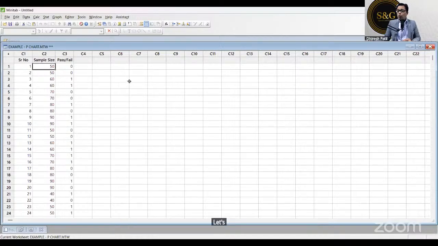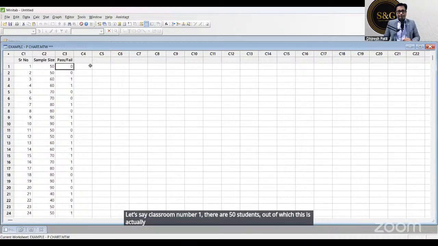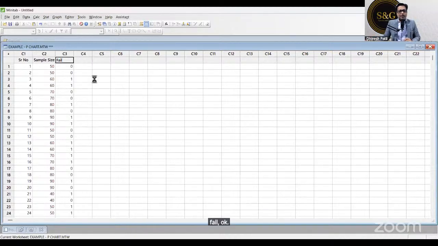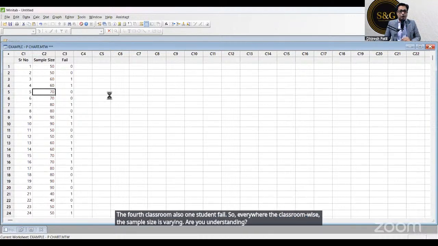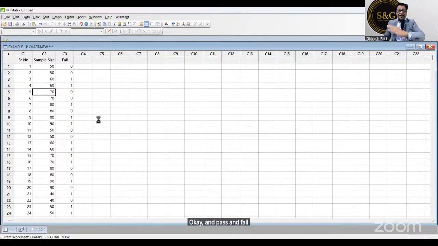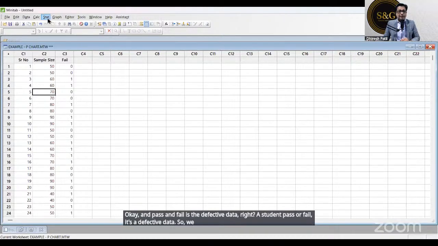Let's say classroom number 1 has 50 students, out of which this is failure data. It's fail data. So there are 0. Nobody failed in that classroom. Second classroom also nobody failed. Third classroom, one student failed. Fourth classroom also one student failed. So everywhere, classroom wise, the sample size is varying. Are you understanding? And pass and fail is the defective data, right? A student pass or fail is defective data. So we are using a P chart here.